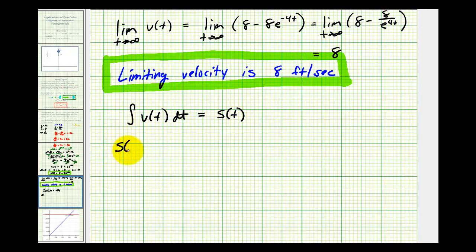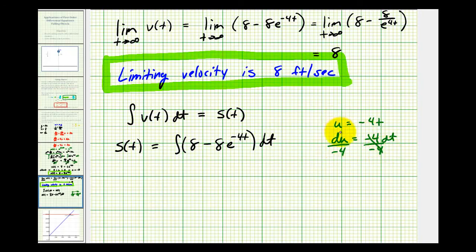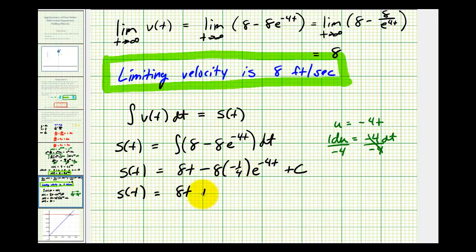So we'll have s of t equals the integral of 8 minus 8 times e raised to the power of negative 4t. Notice again, to integrate the second term, we'd have to perform a u substitution where u is going to be equal to negative 4t. So differential u is going to be negative 4 dt. Divide both sides by negative 4. So when performing the substitution, we'll have an extra factor of negative 1/4. So s of t is going to be equal to 8t minus 8 times negative 1/4 e to the negative 4t plus c. So simplifying here, we'll have s of t equals 8t plus 2 times e to the negative 4t plus c.